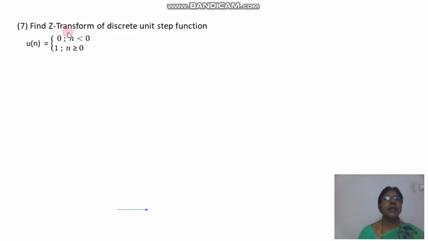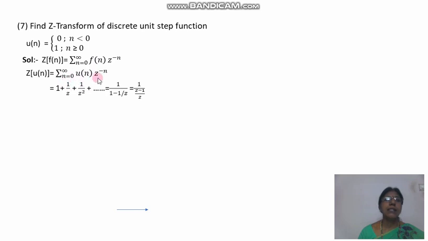Okay, now we see the Z transform of discrete unit step function. What is the definition of unit step function? U of n is equal to 0 for n less than 0, and equal to 1 for n greater than or equal to 0. By the definition, Z of f of n is equal to sigma n is equal to 0 to infinity f of n z power minus n. Now in place of f of n you let u of n, that is sigma n is equal to 0 to infinity u of n z power minus n.